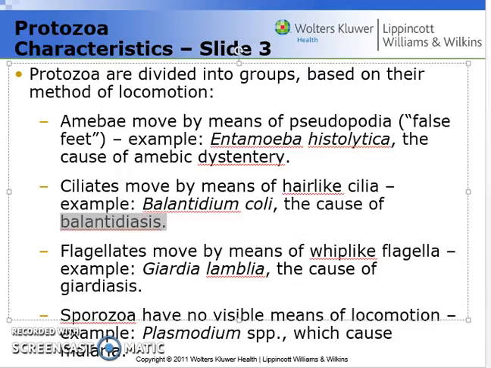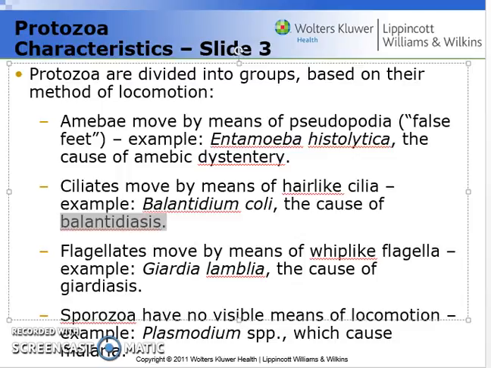So a lot of these protozoans we really don't have too much of a problem with here in the United States, but in countries where they don't have very good sanitation practices or sanitation system, you can see these pretty much thriving pretty rampantly in a lot of regions.